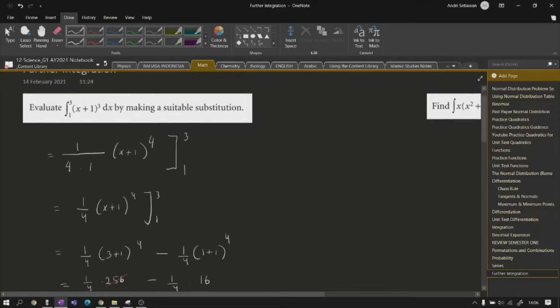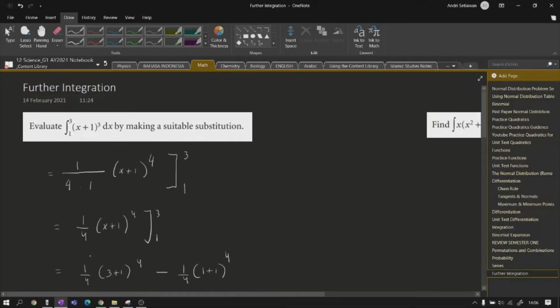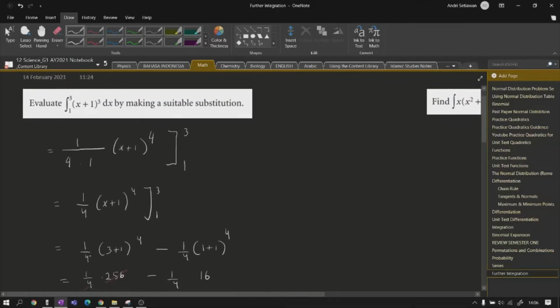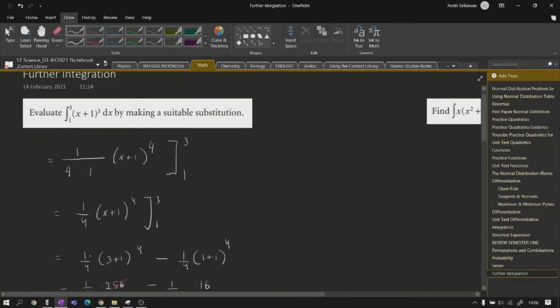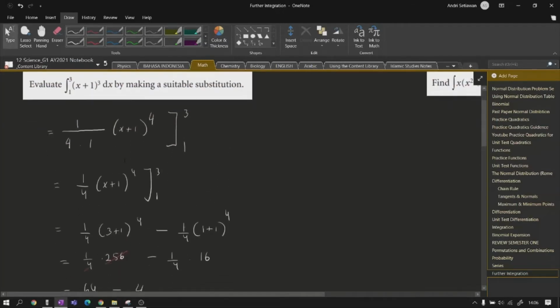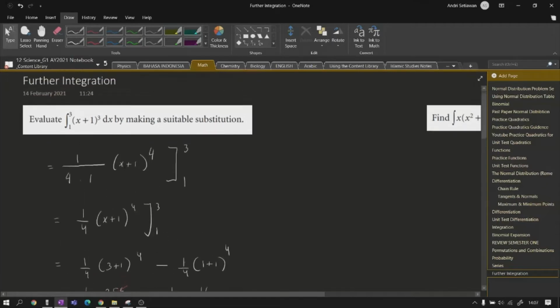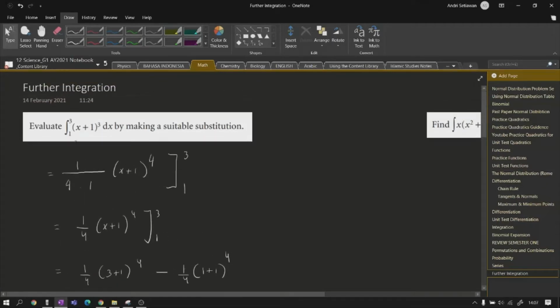This is the easy form of the previous topic of basic integration. We just follow the rule of simple integration. 1 over 4 is coming from 3 plus 1. 1 is coming from x plus 1. We differentiate x plus 1. The derivative of x is 1. And then followed by the bracket, and the power must be plus 1. Okay, this is so simple.